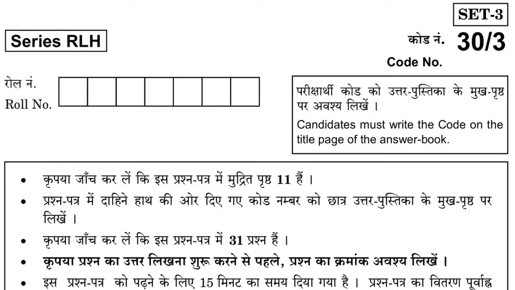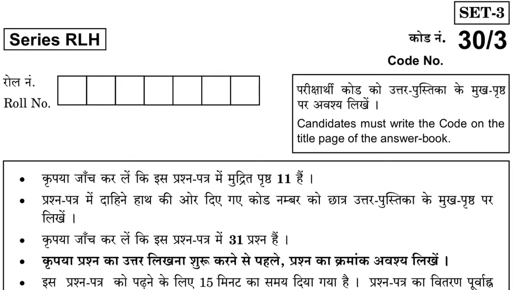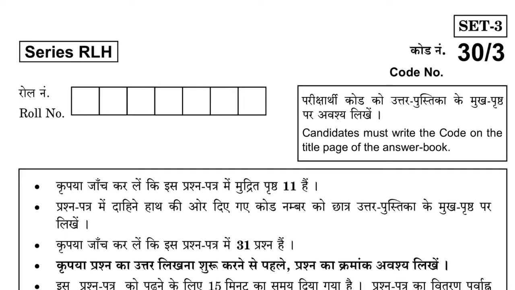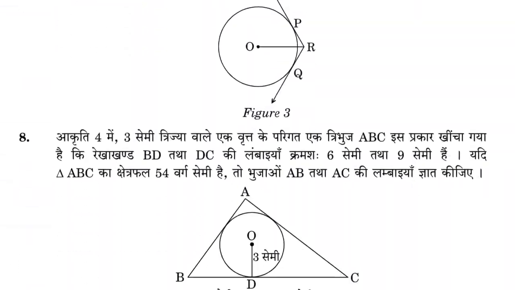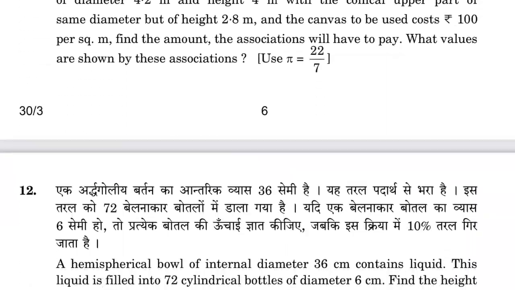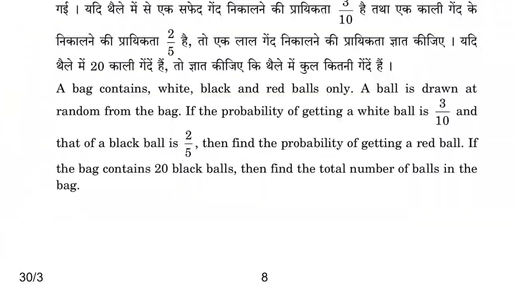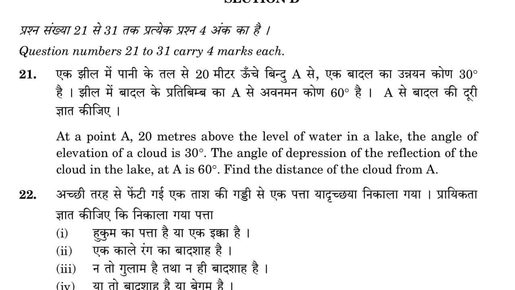Hello everyone. So we are continuing to solve our 2015 math board paper for class 10th, and this is set 3. We have already solved section A, section B, section C in our previous videos, and in this video we are going to start section D. So there are 11 questions and each carry 4 marks. So let's start with question 21.